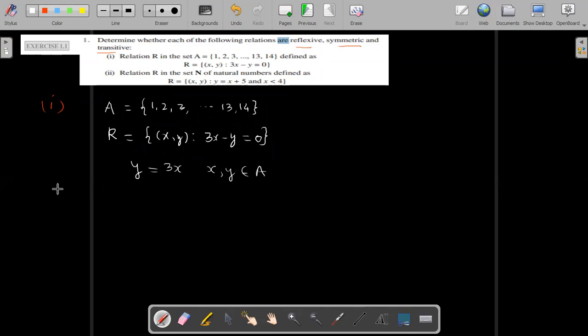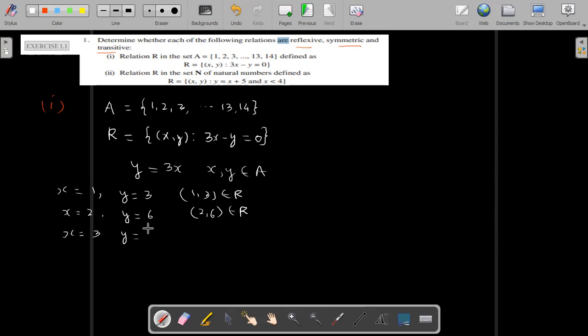So now we can check here. If x is equal to 1, y is equal to 3. That means (1, 3). So 1 and 3 both are in A, so (1, 3) belongs to R. Then you check with x equal to 2. You put x equal to 2, y will be equal to 2 times 3 is 6. So (2, 6), 6 is there, so (2, 6) will belong to R. Similarly, x is equal to 3.